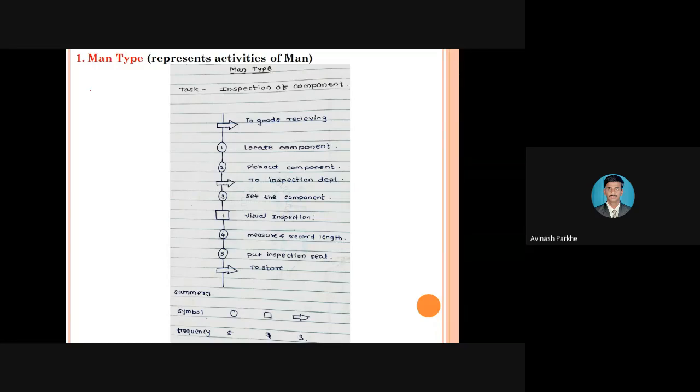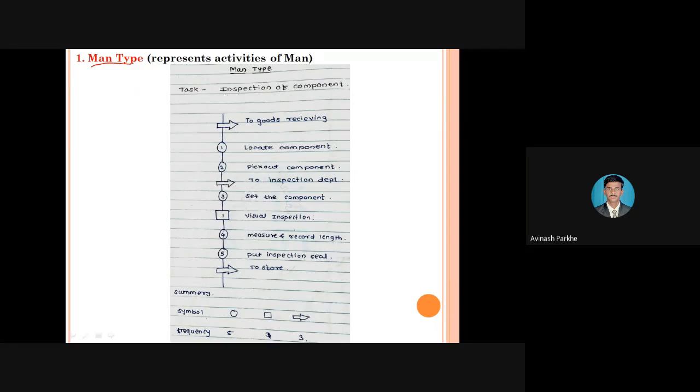So the first one is the man type. This is the first type of the flow process chart, in which whatever movements are taking place by the man are recorded, or it represents the activities of the man. Therefore, this chart is called a man type of flow process chart.